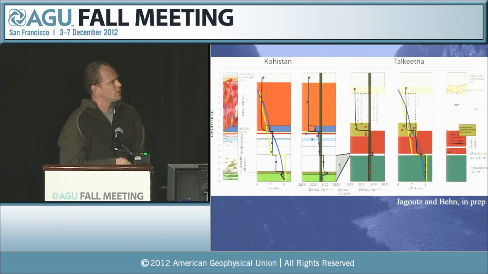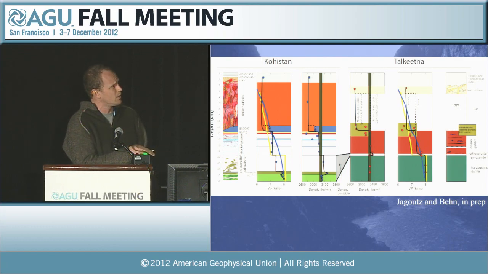So recently I started working with Mark, and what we did is we compare the outcrops of the Kohistan arc here on the left with the Talkeetna arc on the right. And so it's a very busy slide, so I'll walk you through it in detail. Here on the left side, we have our stratigraphic column of the Kohistan arc. Here on the right side, this is Peter's stratigraphic column of the Talkeetna arc. And they're actually very similar.